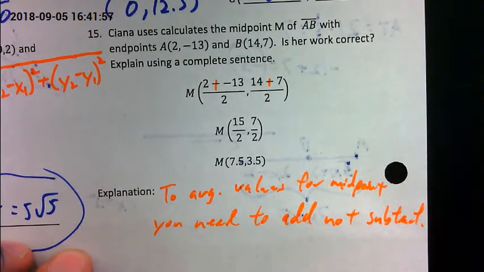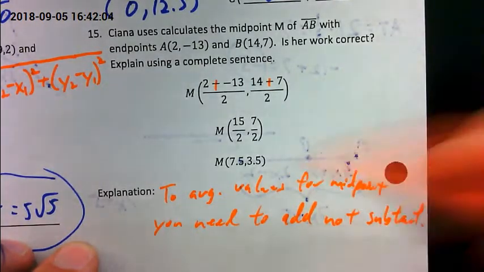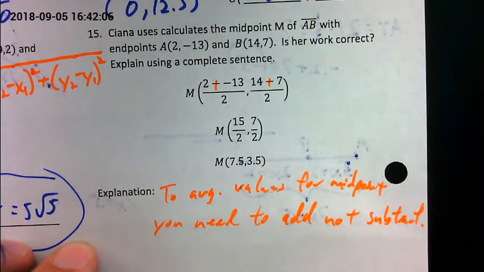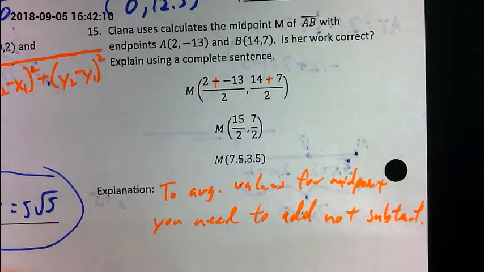Now, another thing that you could do as an explanation is show me the correct formula and do the correct work. That would be a good explanation as well. So if you wanted to put next to it the correct work and show that you don't get that as an answer, that would be another way that you could correct it. All right? But that's it for the review.